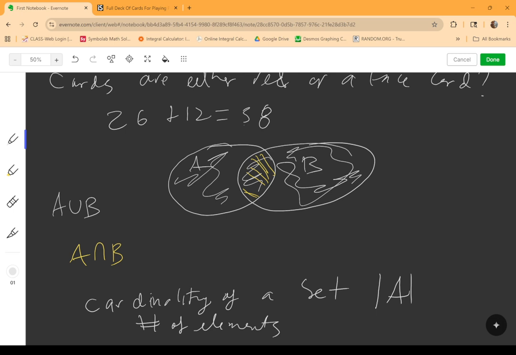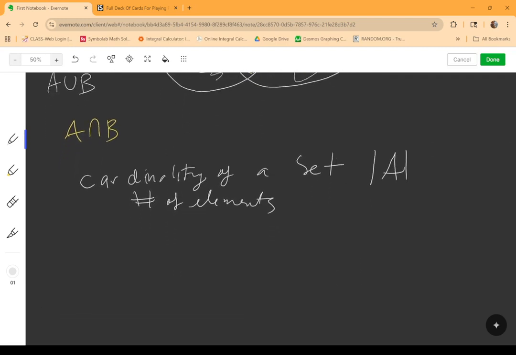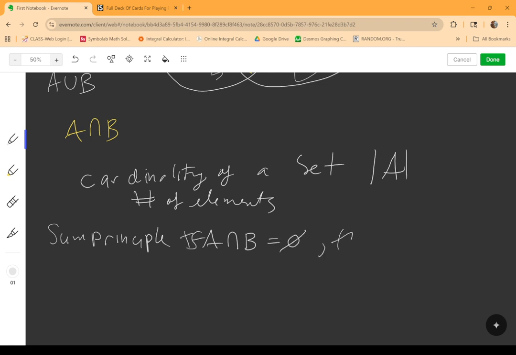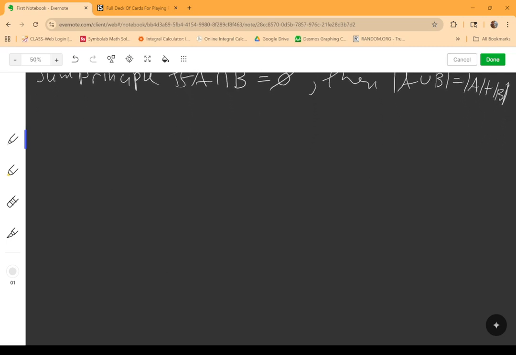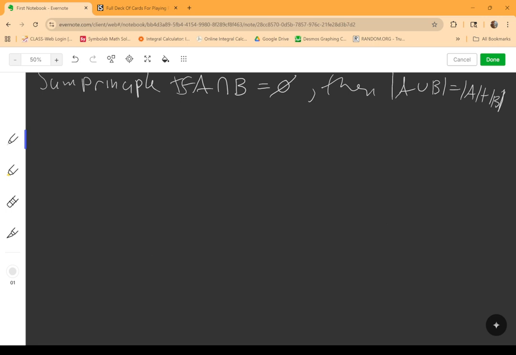Okay, so now in the sum principle, the hypothesis was that if the A intersection B was the empty set, then the cardinality of A union B was the cardinality of A plus the cardinality of B. All right. Well, what do we do when they are not disjoint?